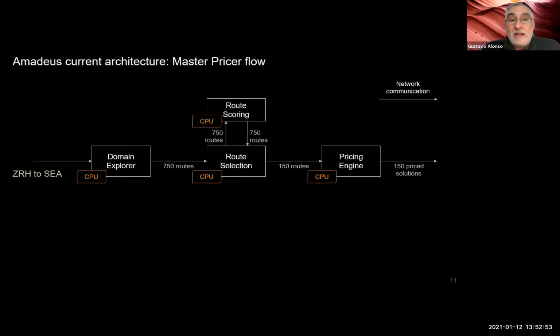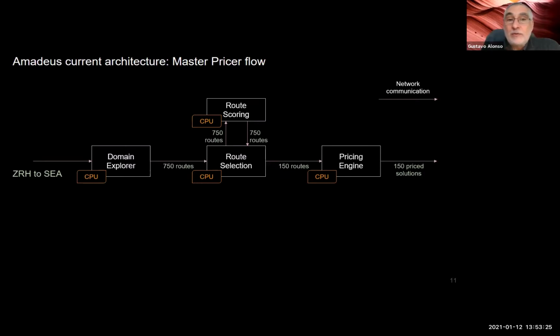So what they did is they actually included a module at a certain point based on machine learning, like everybody else today, where they took these 750 routes that came from the domain explorer, and they ran them through another set of computers, a few hundred of them, that actually score those routes. And the routes were scored, and you will see in a second how it was done, right? Based on decision trees running on the CPU, where it will assign a particular score to every route.